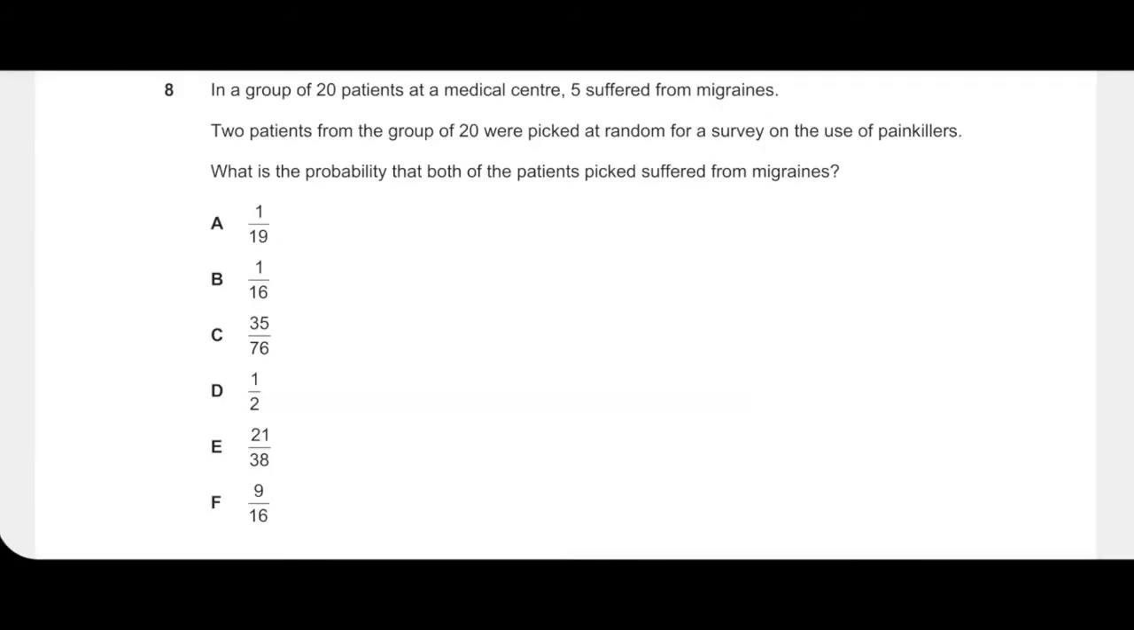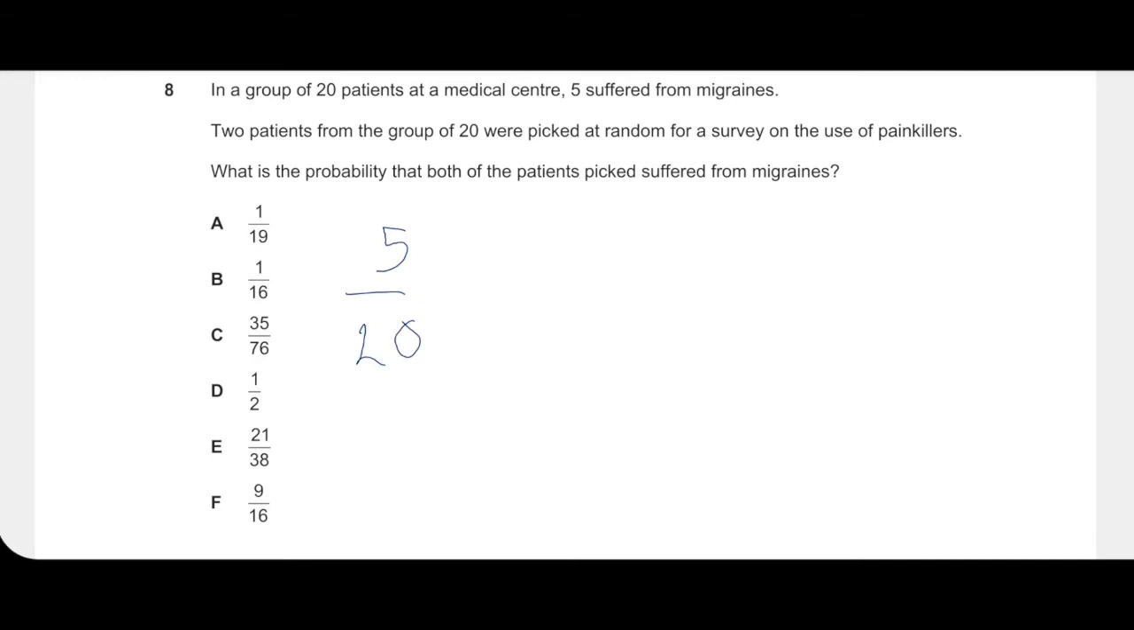Question number eight. In a group of 20 patients at a medical center, five suffered from migraines. Two patients from the group of 20 were picked at random for a survey on the use of painkillers. What is the probability that both of the patients picked suffered from migraines? So immediately you know that five out of the 20 patients suffer from migraines.